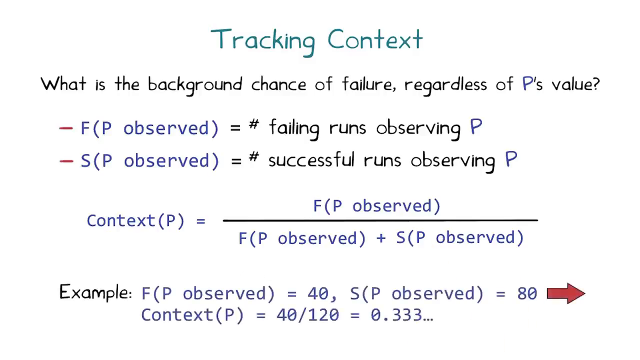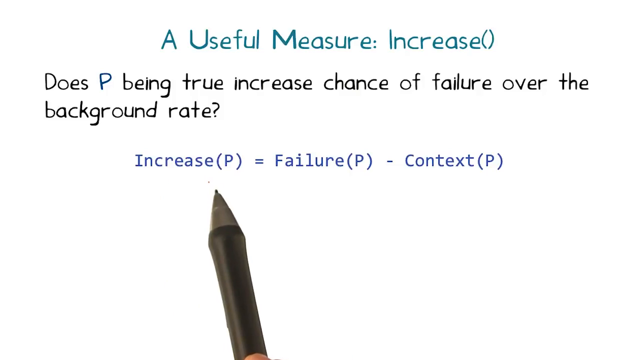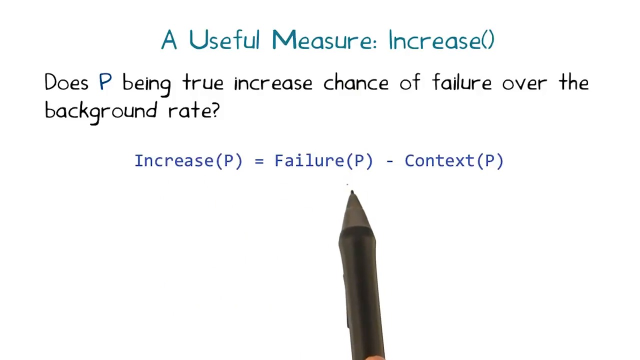For example, if a predicate p were observed in 40 failed runs and 80 successful runs, then context of p would equal 40 divided by 120, which is 1/3. With the definitions of failure and context in place, we can form a useful metric of how well a predicate predicts the failure of a run. Define increase of p to be the difference of failure of p and context of p.